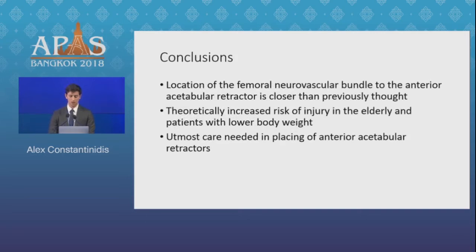In conclusion, the location of the femoral neurovascular bundle is closer than previously thought to the anterior acetabular retractor. There's a theoretically increased risk of injury in the elderly and patients with low body weight, and utmost care is needed in placing anterior acetabular retractors. It's the guideline of our authors that the tip of the retractor should be kept in contact with the bone along the anterior acetabular wall, and if the pressure is lifted off the tip of the Hohmann or the position of the retractor changes, it has to be taken out and put back in the same manner to reduce iatrogenic injury.